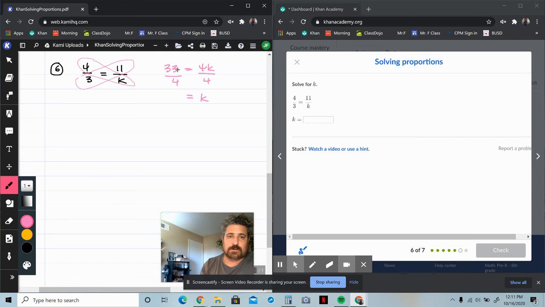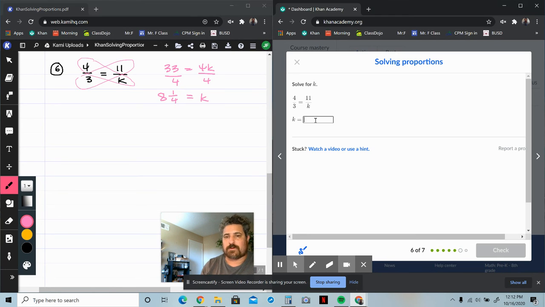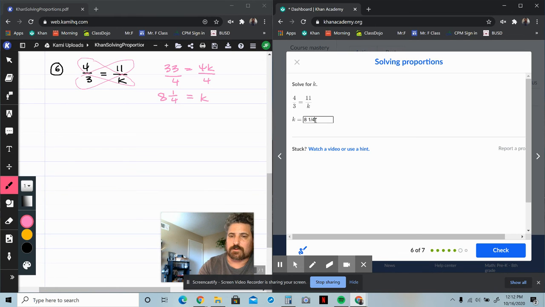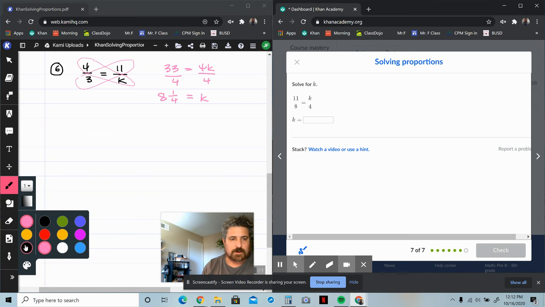How many times does 4 go into 33? 4 times 9 would be 36. So 4 times 8 would be closest, to be 32. So you're going to say 8 and 1/4, because 32 is 1 less than 33. So there's this 1 extra left over on top. So it's going to be 8 and 1/4, or 8.25. We're going to put in 8 space 1 slash 4. And there's your answer.